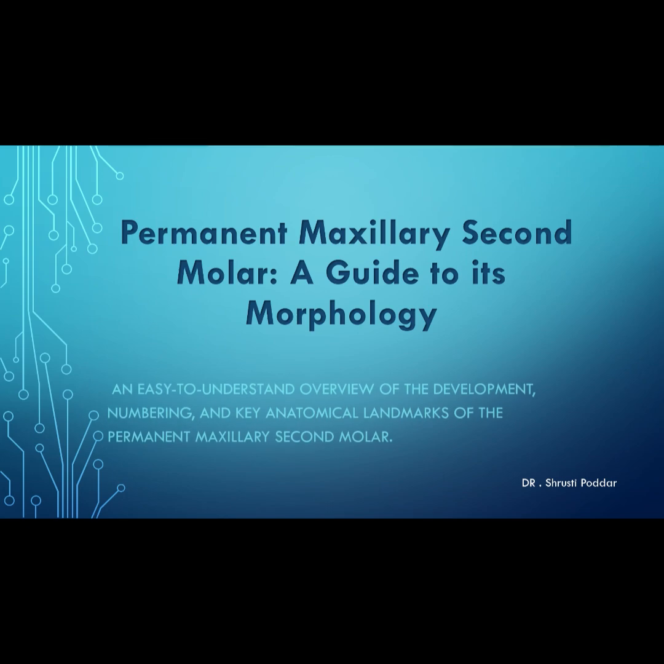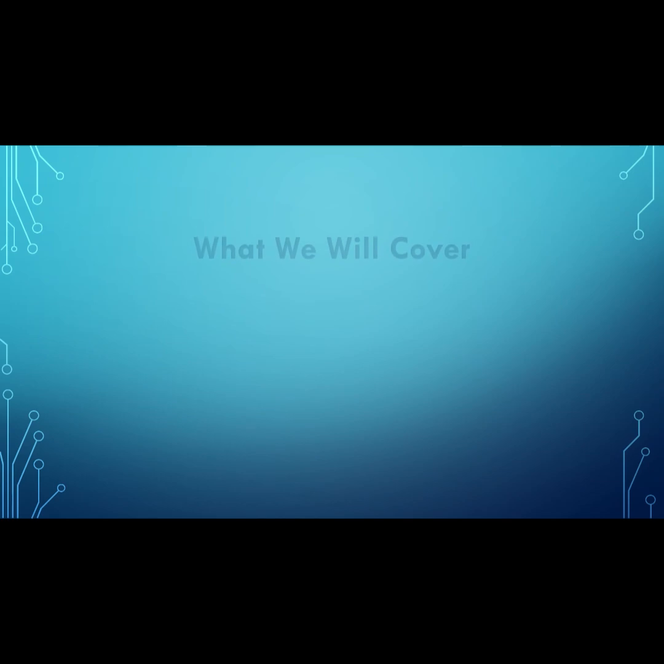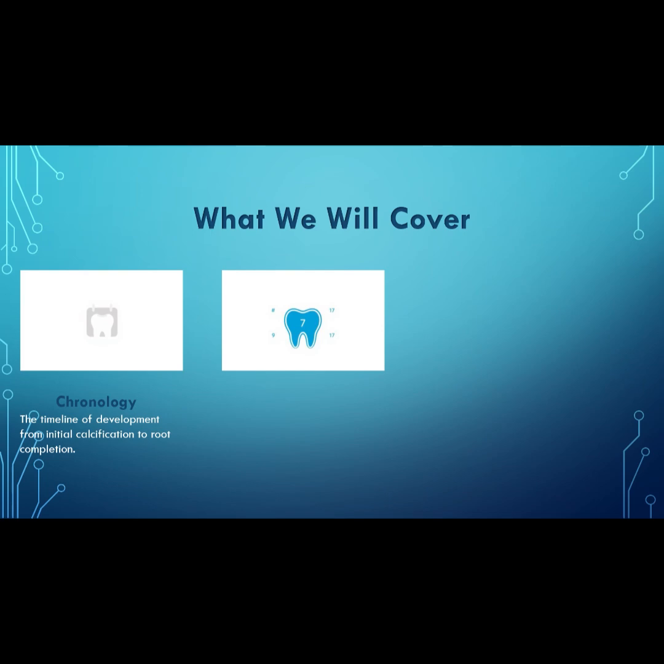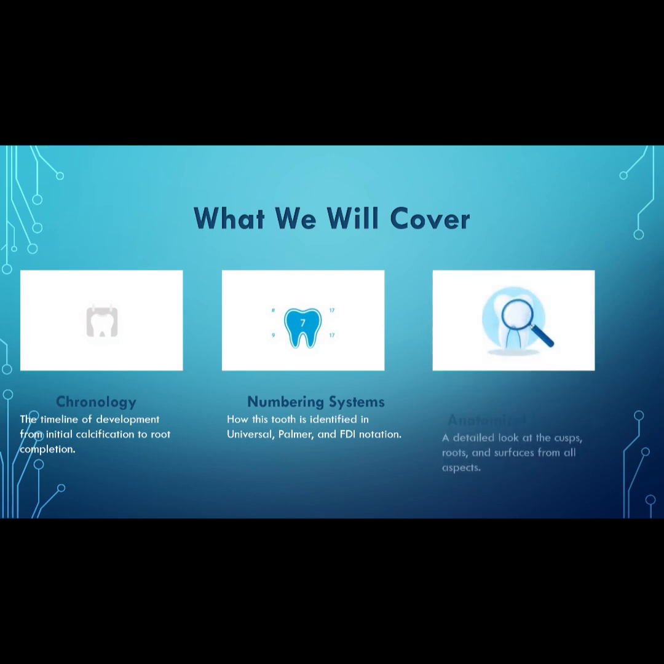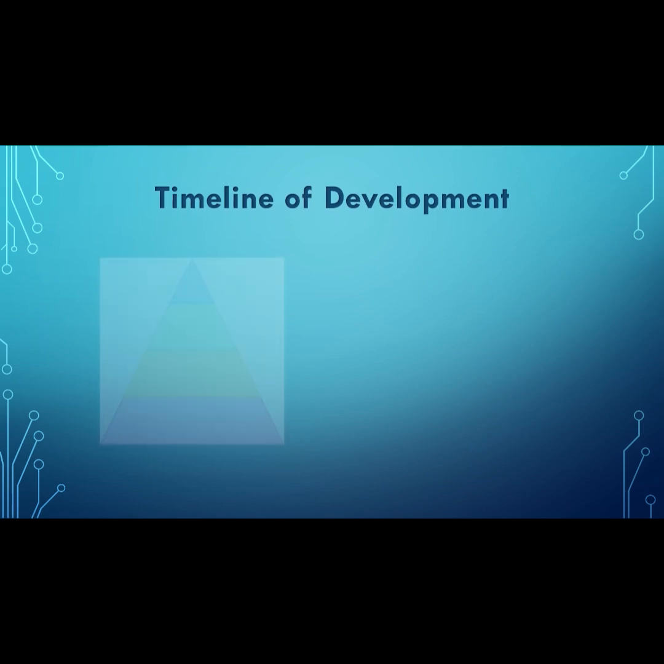Permanent maxillary second molar: a guide to its morphology, an easy to understand overview of the development, numbering, and the key anatomical landmarks of the permanent maxillary second molar. We will cover the following things. The first one is the chronology, the timeline of the development of the tooth from initial calcification to the root completion. Numbering system, how this tooth is identified in the universal, Palmer and the FDI notation. Anatomical landmarks, a detailed look at the cusps, roots and the surfaces from all the aspects.